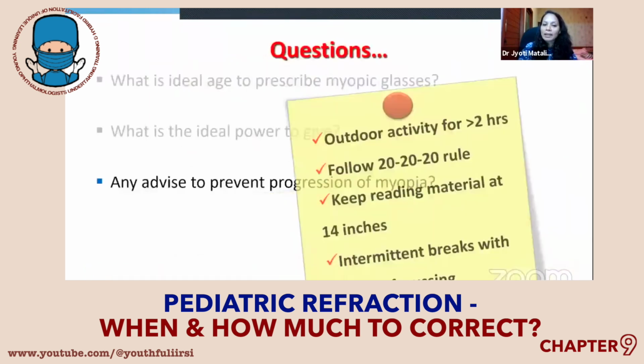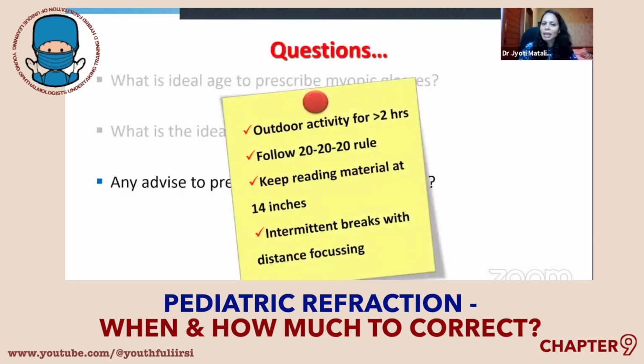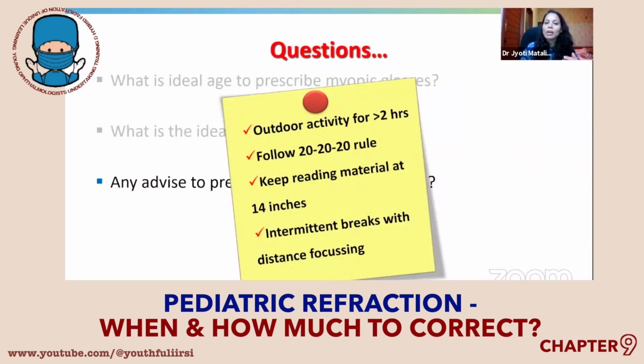And what do we do? Encourage outdoor activities for 2 hours. Yes, sometimes parents are very anxious not to send their child. Don't worry. You tell them to spend time sitting in the balcony or sitting looking out of the window, because he has to intermittently look far to relax the eyes. Follow the 20-20 rule. Keep reading material, whether it's studying, drawing, coloring, anything, at 14 inches, with intermittent breaks with distance focusing. So this needs to be reinforced with every child.